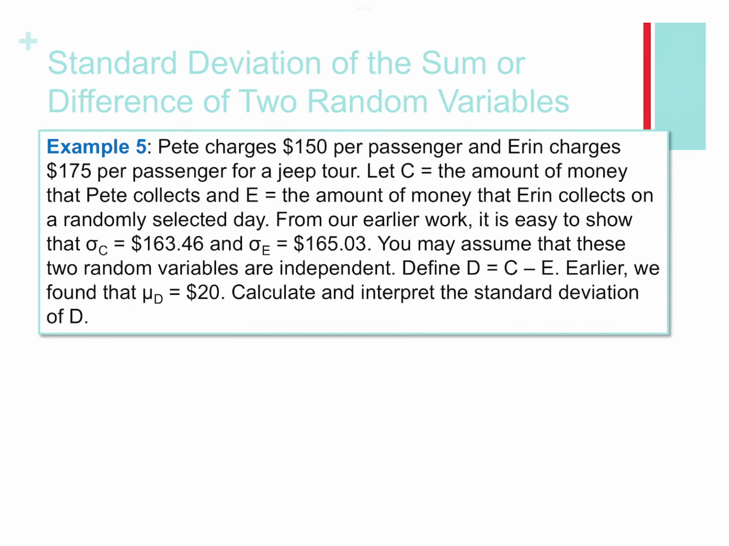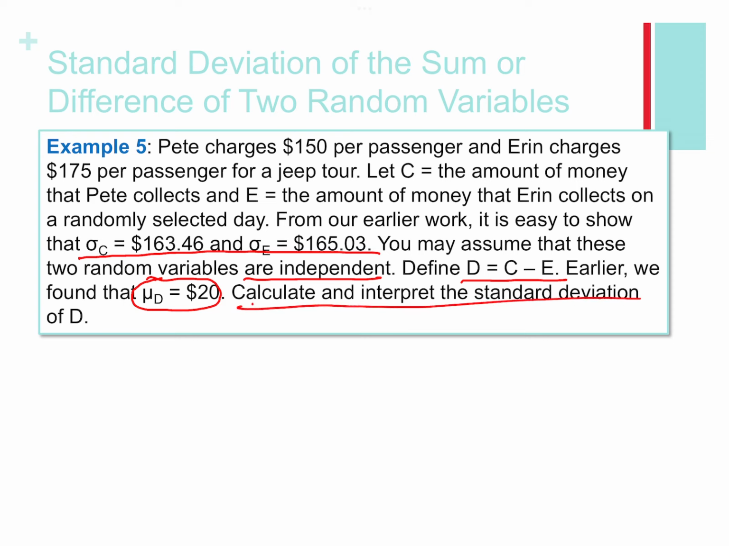So let's look at an example. We're back to our example of Pete charging $150 and Aaron $175 for their tour. C and E are still the same thing. This time I'm going to give you the standard deviations. It says they're independent, so that's good, we can use it. So my D is going to be C minus E, which is Pete minus Aaron. It says earlier we found the mean difference is 20. We didn't actually find it, but I'm giving it to you. Or if you look at the means I gave you before and subtract them, you get 20.